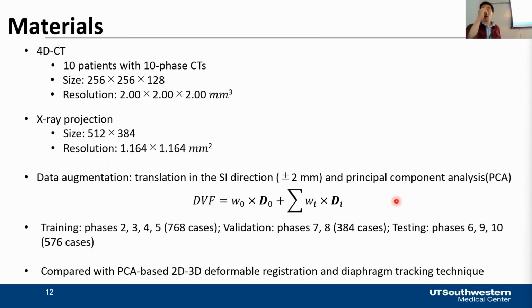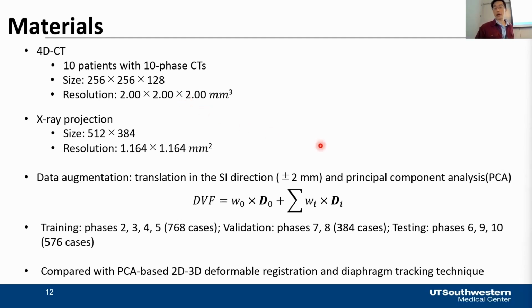In order to test our idea, we use a data set of 10 patients with liver cancer. Each patient has a 10-phase CT. Because there's no onboard cone-beam projection associated with the data set, we have to simulate these X-ray projections from the 4D CTs using the ray tracing algorithm. Since each patient has only 10-phase CTs, there's not enough data to train the deep learning network. We have to augment the data set.